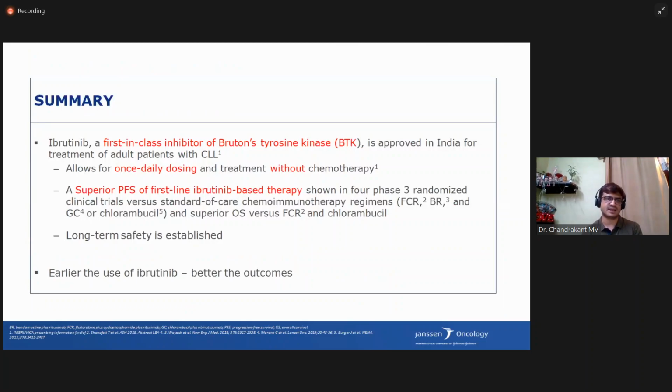So to summarize, ibrutinib, a first-in-class inhibitor of BTK, is approved in India for treatment of adult patients with CLL. It allows for once-daily dosing and treatment without chemotherapy. A superior PFS of first-line ibrutinib-based therapy was shown in 4 phase 3 randomized clinical trials versus standard of care chemoimmunotherapy, whether it is FCR, BR, or Gazyva chlorambucil or chlorambucil alone, and a superior overall survival versus FCR and chlorambucil. Long-term safety is established. The earlier the use of ibrutinib, the better the outcomes, which we saw.